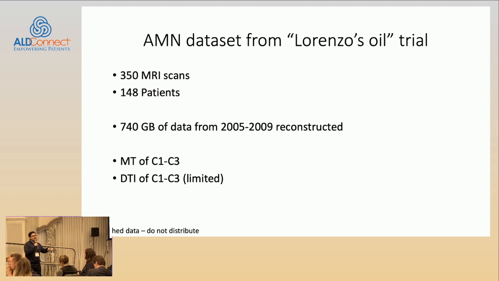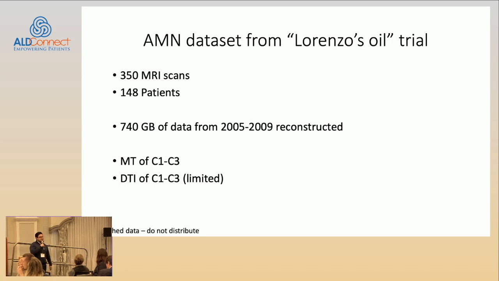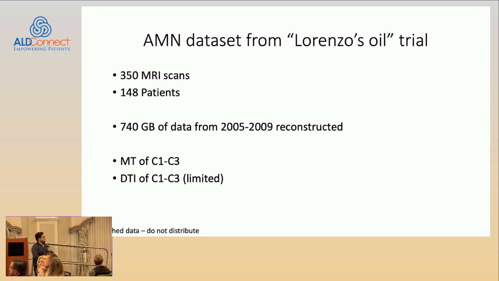And within these scans, we managed to put together the pieces of the MT and DTI of the cervical spinal cord C1 to C3 that was done by Dr. Smith at the time. So these were very experimental sequences at the time, but they ran them in the Lorenzo's Oil Trial. So our question: how does MT-CSF and then DTI perform over time as a measure?